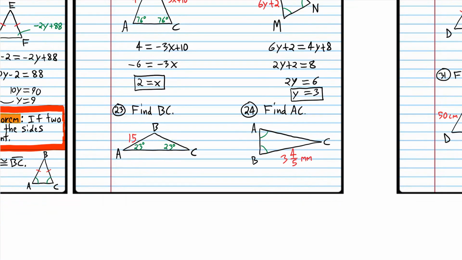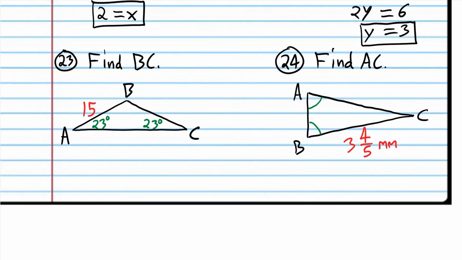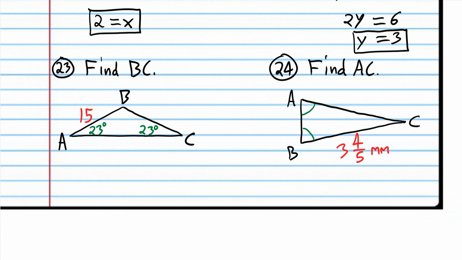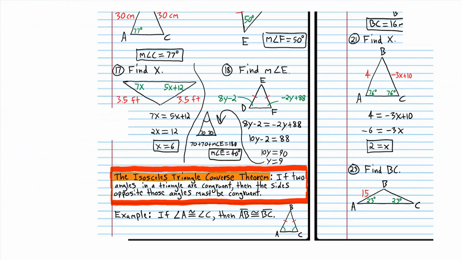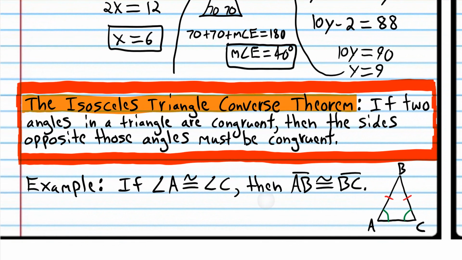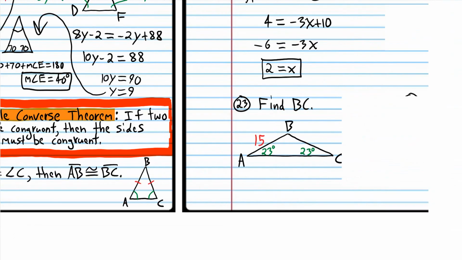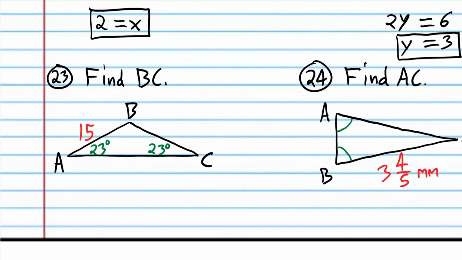All right. So now it's time for you to try some problems. Again, we're using the Isosceles Triangle Converse Theorem. If you didn't get a screenshot of that, go ahead and get a screenshot. And try number 23. And when you come back, we'll do it together.